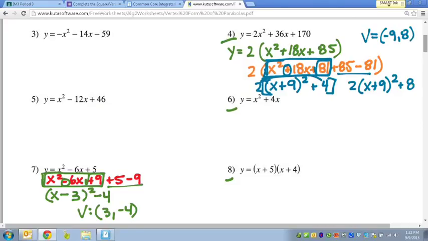Okay? All right, and number 6, this is perfect. So notice how there's no number on the back end, there's no C. That's perfect. That actually works out even better for me because now I don't have to push anything aside. So x squared plus 4x. Half of 4 is 2, 2 squared is 4. So all I need to do is add 4, and then subtract 4 because I have to balance the equation.